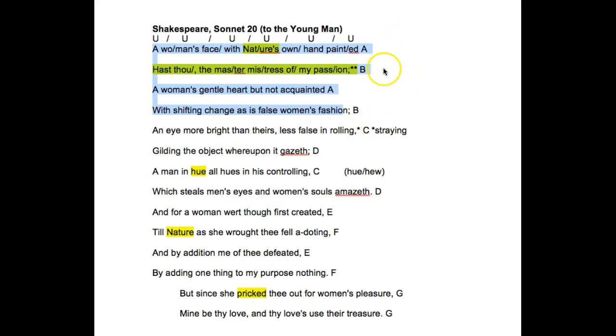And you see as you move through the poem, the speaker is flattering the young man, but at the same time he's presenting some pretty unflattering generalizations about women. And so the first line, a woman's face with nature's own hand painted, hast thou the master mistress of my passion. And so nature is personified. That happens a lot in Shakespeare. And she's a creator. And she's given him the aspect of a woman's face. And so he's the master mistress of his passion.